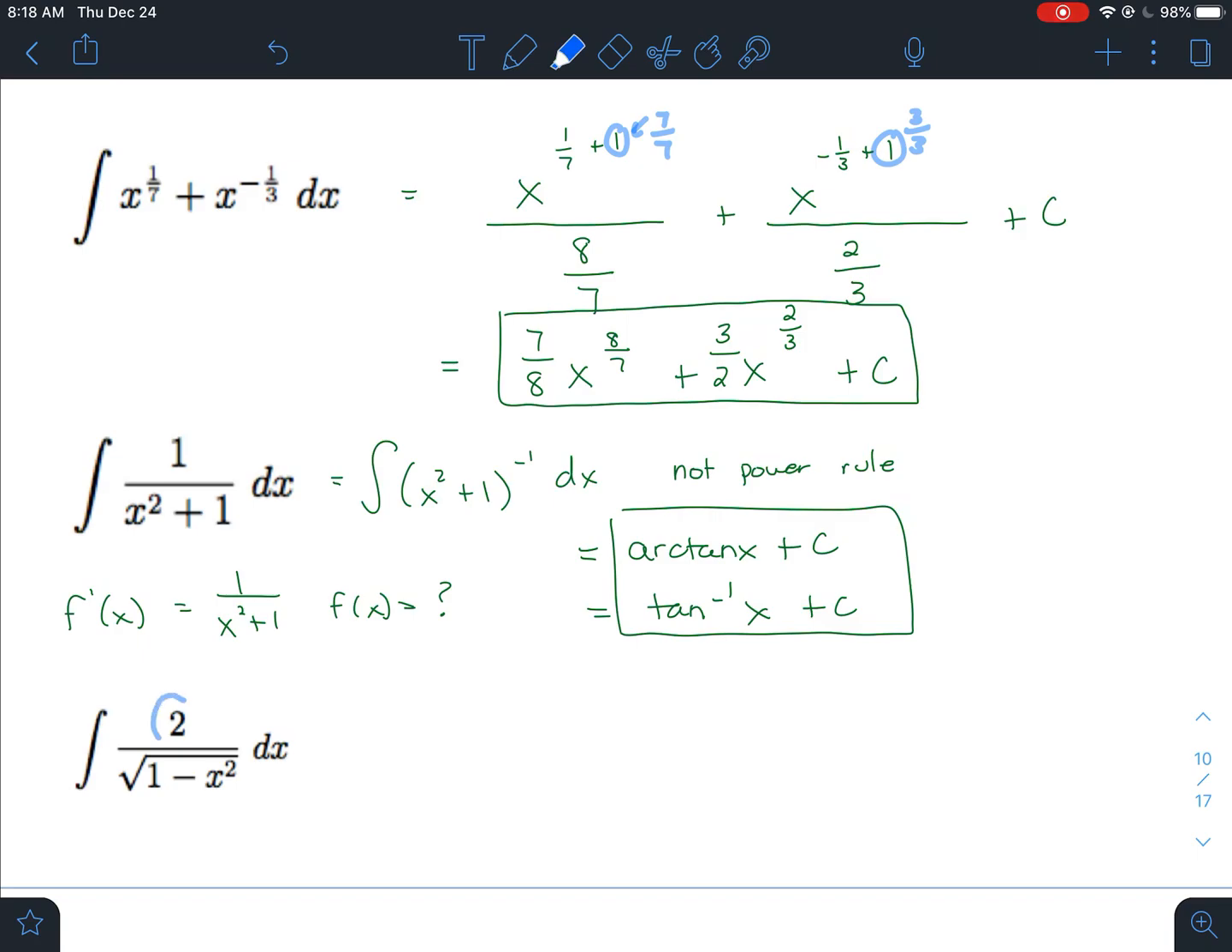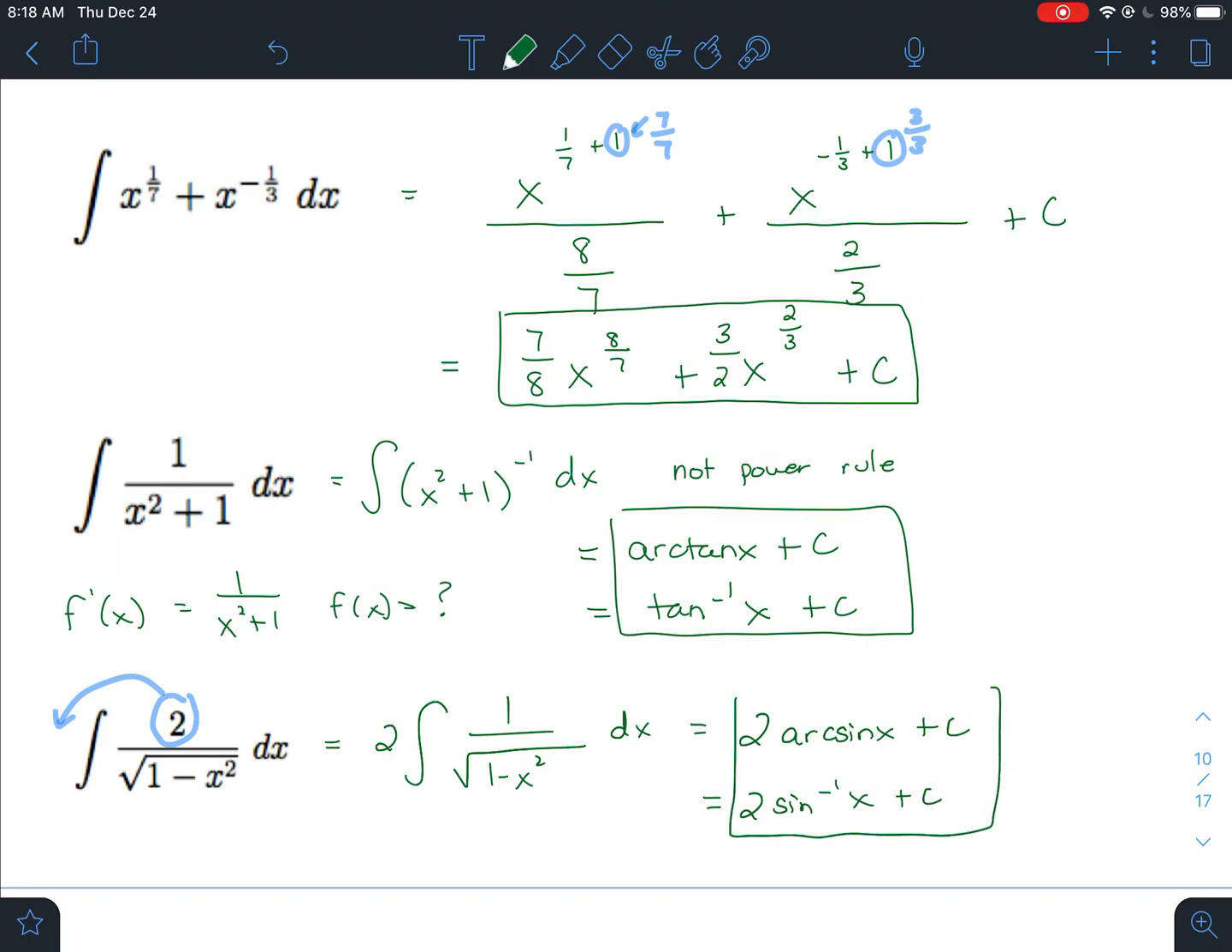All right, on the next one, that 2 is just a coefficient, so it can be pulled to the front. So this is the same thing as 2 times the integral of 1 over the square root of 1 minus x squared dx. Well, whose derivative is 1 over the square root of 1 minus x squared? That is going to be arc sine. So this is going to be 2 times the arc sine of x plus c, or 2 times the inverse sine of x plus c. So again, knowing all of those different derivatives will come in handy for this part of the unit.